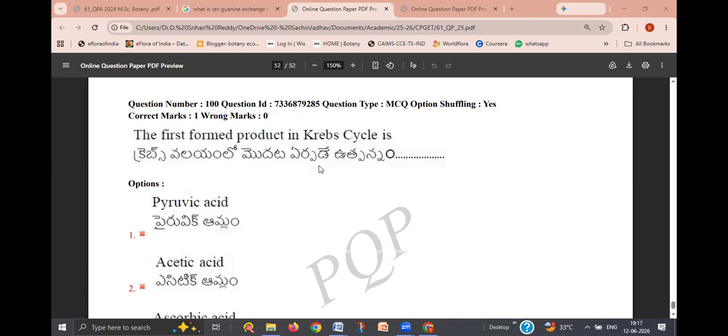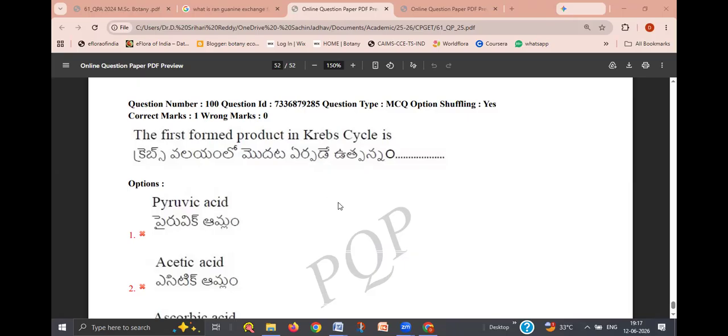You should also remember that the Krebs cycle is also named the citric acid cycle, and it is also named the tricarboxylic acid cycle, the TCA cycle. Krebs cycle, citric acid cycle, TCA cycle, or tricarboxylic acid cycle: these are the names given for the same cycle.